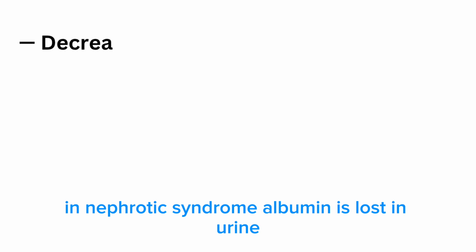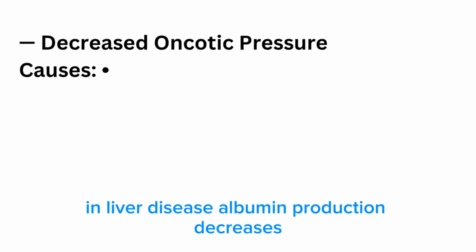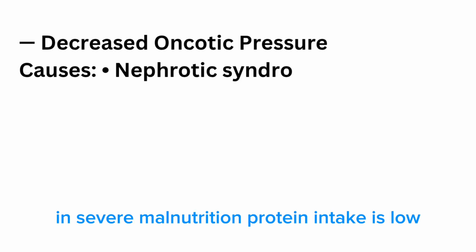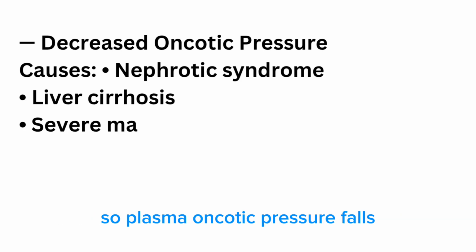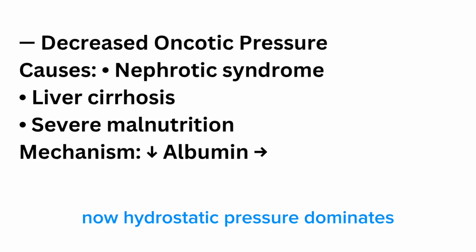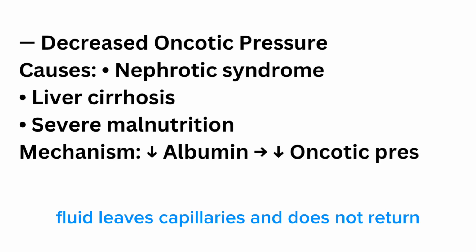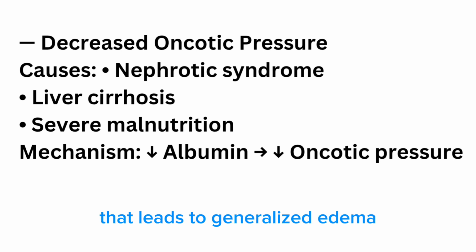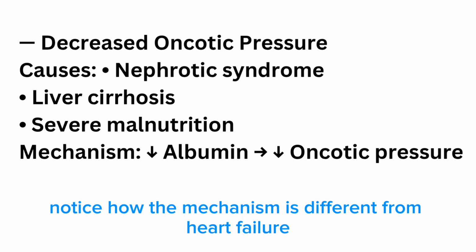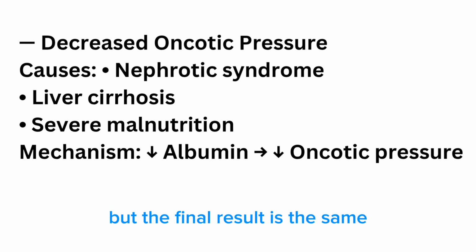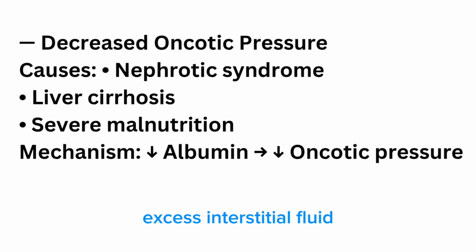In nephrotic syndrome, albumin is lost in urine. In liver disease, albumin production decreases. In severe malnutrition, protein intake is low. So plasma oncotic pressure falls. Now hydrostatic pressure dominates. Fluid leaves capillaries and does not return. That leads to generalized edema. Notice how the mechanism is different from heart failure, but the final result is the same: excess interstitial fluid.